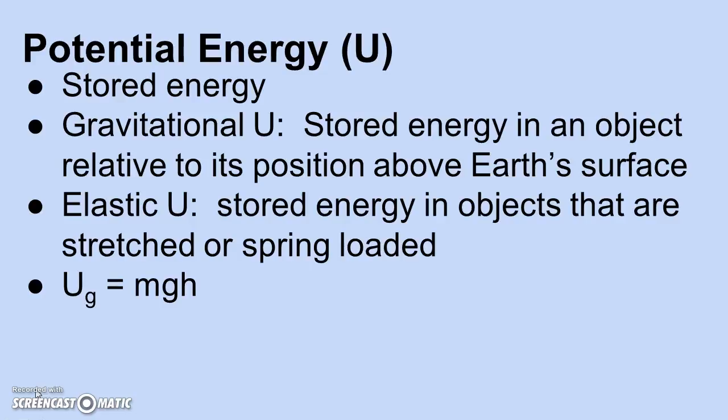To discover how much potential gravitational energy we have, we will use the expression U sub G equals mgh. This refers to the object's mass times the gravitational constant times the height that the object has been moved from its reference point.